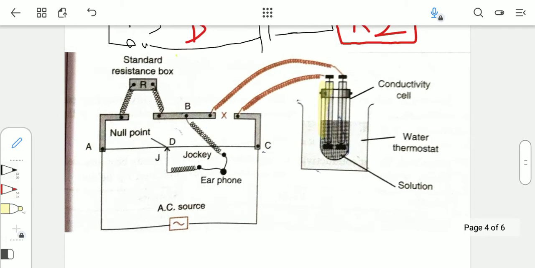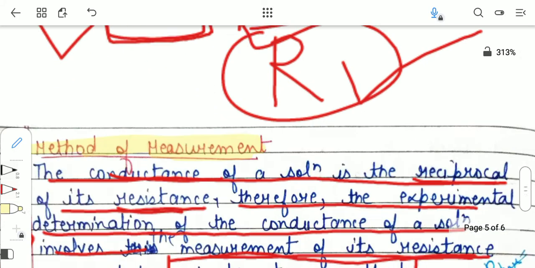This is our conductivity cell, which contains a solution whose conductance is to be measured, and this conductivity cell is connected to our Wheatstone bridge between points B and C. This is point B and this is point C. Between the arms B and C, this conductivity cell has been attached. Now let us see the next point.